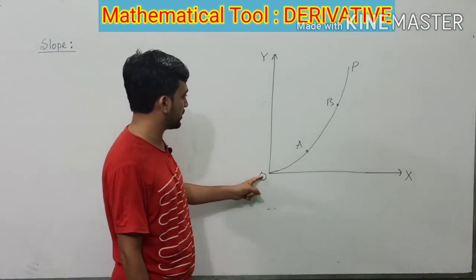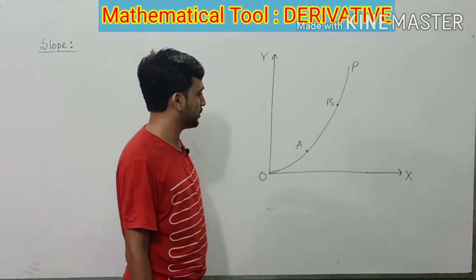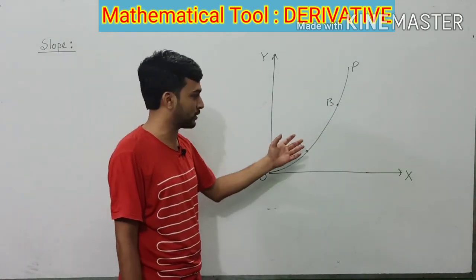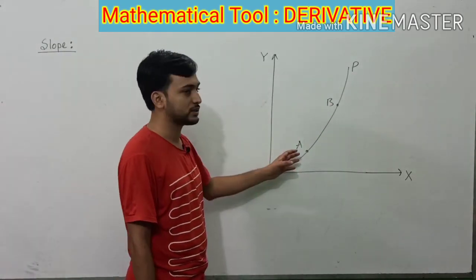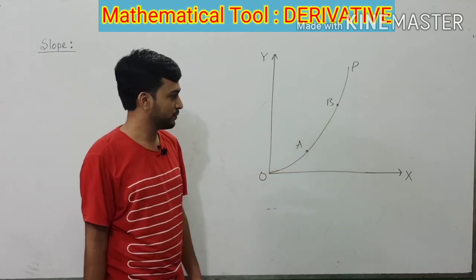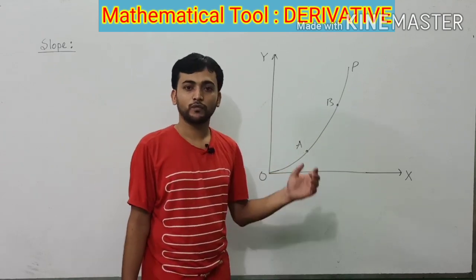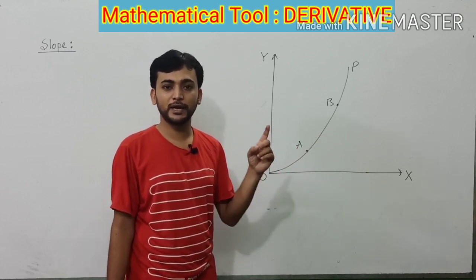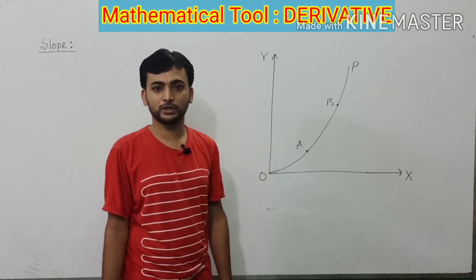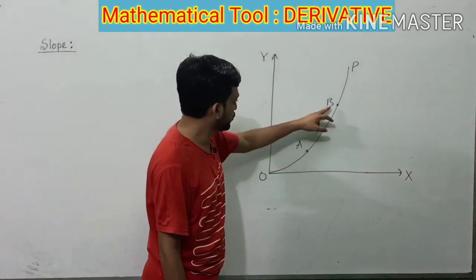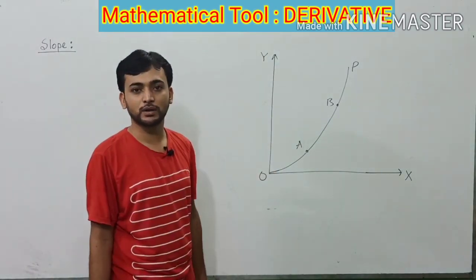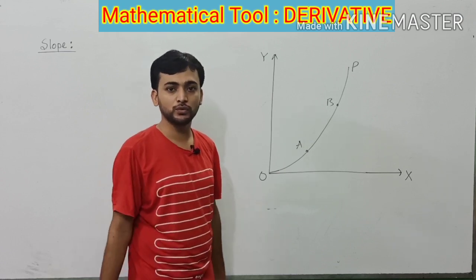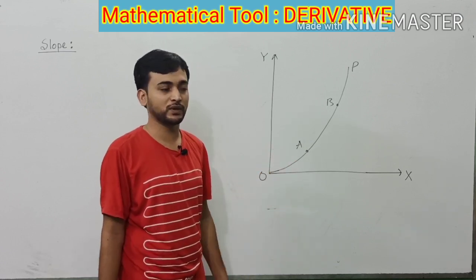Here we have considered one curve OP drawn in the two-dimensional coordinate system. A and B are 2 points situated on the curve, and we are interested to find out the slope of the curve. So we know slope is equal to tan theta, where theta is the angle made by a straight line with the positive direction of x-axis. But in between 2 points A and B, we are not getting a straight line, we are getting a curved line. Okay, so now what do we need to do so that we can find out the slope of the curve?